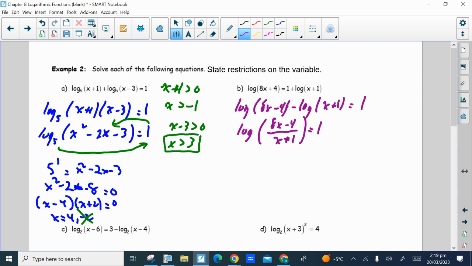And like we did in the previous one, I'm going to convert from logarithmic to exponential. This is a common log, which means base 10. So when you start with the base and cycle through, that base is 10. So it'll be 10 to the power 1 equaling 8x minus 4 over x plus 1. Make the left side a fraction so you can cross multiply.